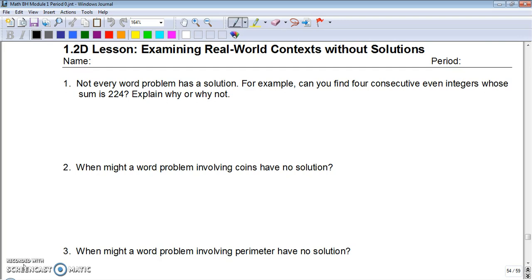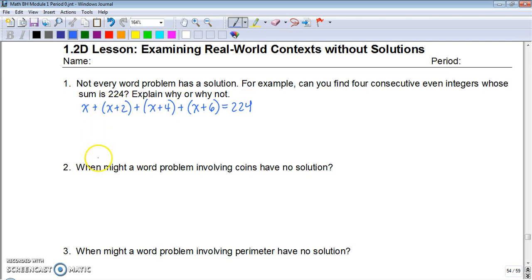Number 1 says, not every word problem has a solution. For example, can you find 4 consecutive integers whose sum is 224? And so we're just going to set this up to justify why, because when we take the test, we won't necessarily know if it is or is not going to be no solution. So there would be our setup.